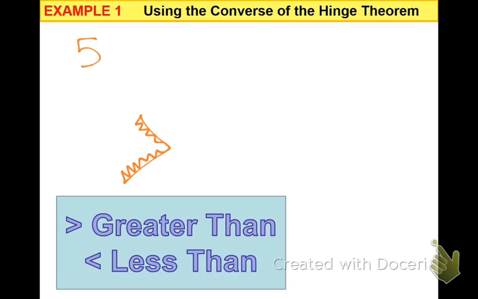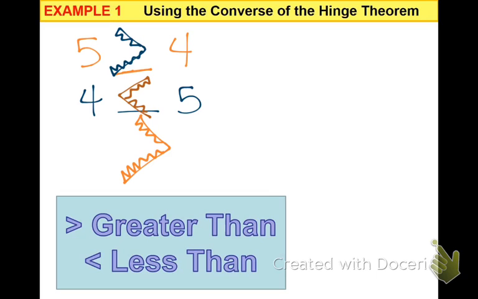Confusing? Look. Which of these numbers is bigger? 5. Which of these numbers is bigger? 5. So the mouth or the animal wants to eat the bigger number. If it's the opposite, which of these numbers is bigger? 5 still. So the mouth wants to eat the bigger number.